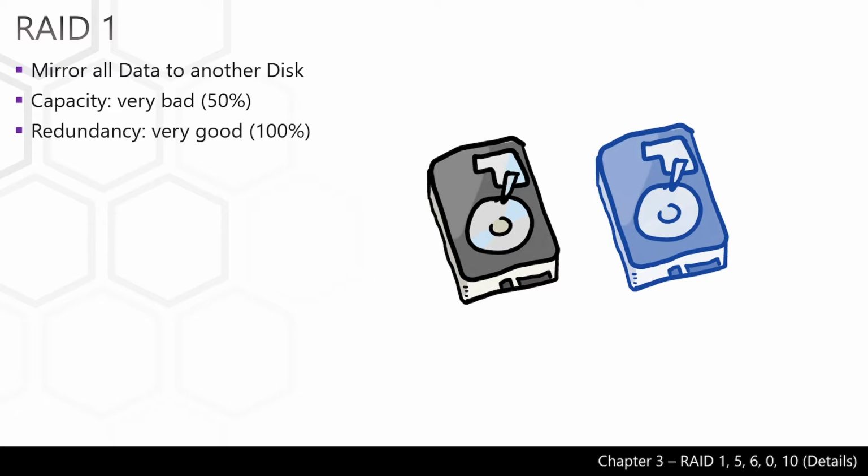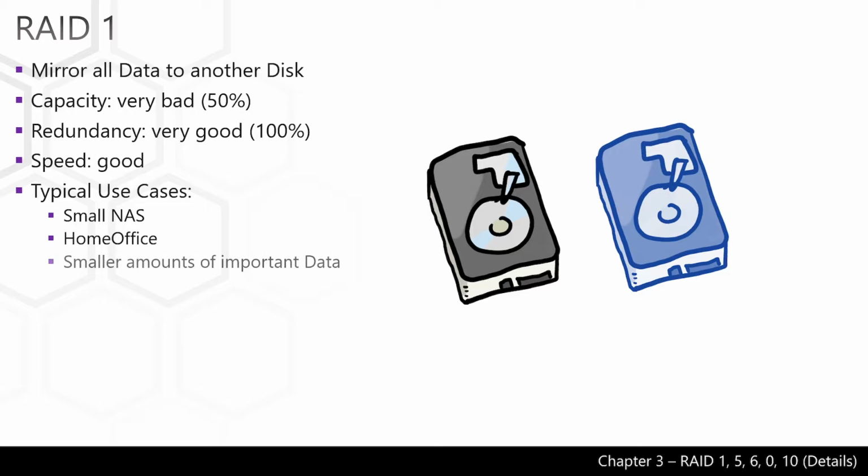But on the other hand, the redundancy is very good. It's 100%. If you lose one disk, you will have the same information stored on the other disk. The speed is also good. Typical use cases for a RAID 1 consist of small NAS, for example in your home office, or smaller amounts of very important data, because you have a high redundancy, but storing the data is really expensive because you only have half the capacity.